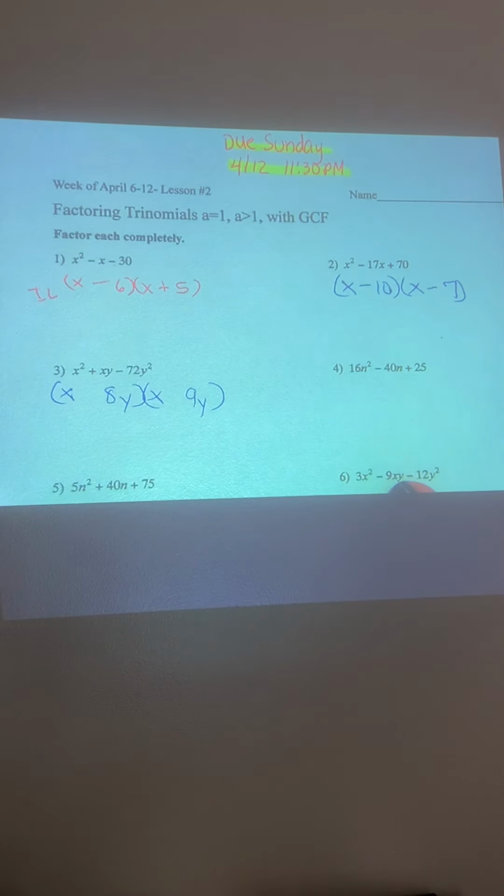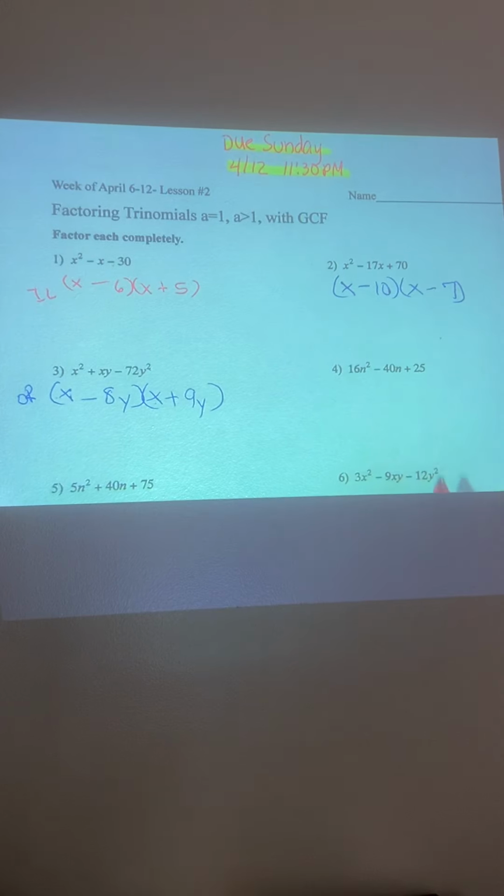Last term's a minus, so we have to have different signs. What's bigger? My outers are bigger. Outers right: the middle term goes on the right, the opposite on the left. +9, -8 gives me a +1.